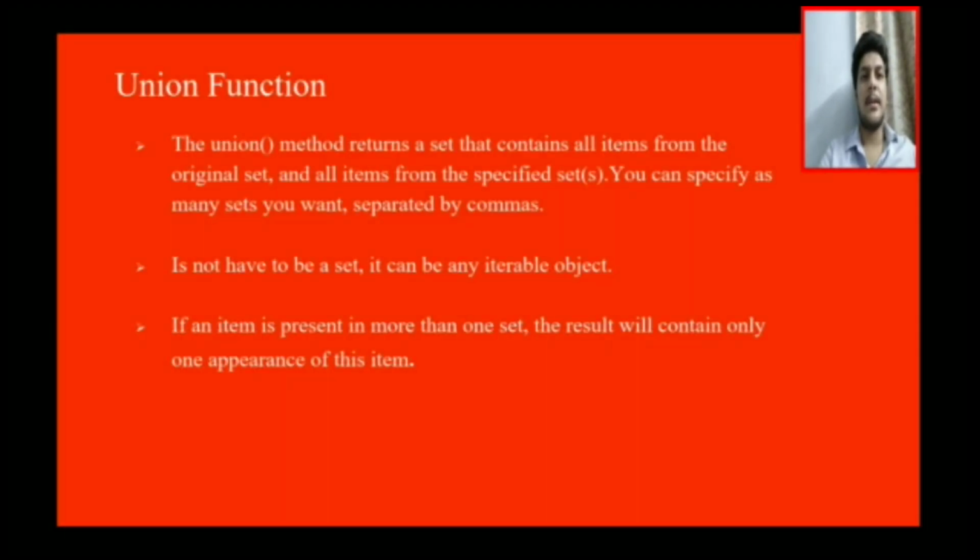The union function. The union function is basically used to combine two sets into one. The argument does not have to be a set, it can be any iterable object. That means it can add or combine any iterable object. If an item is present in more than one set, the result will contain only one appearance of this item. As discussed earlier, a set cannot contain duplicate values. It can be used to store similar values only.